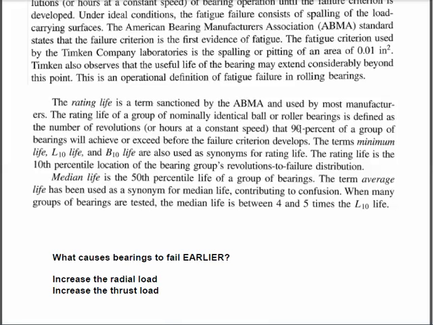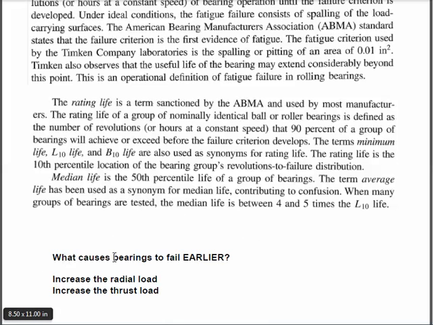This 90% number, and the life that's associated with the 90% reliability, is also known as the minimum life, also known as the L10 life, also known as the B10 life. They're all synonyms for the same thing. This is called the rating life of the bearing, and it's the 10th percentile location of a bearing group's revolutions-to-failure distribution. 90% will survive, 10% will fail. Another life that's really not used very much is called the median life, or the 50th percentile, which might also be called the average life of the bearings. We're not going to use that for anything, but it does, in fact, exist as a name.